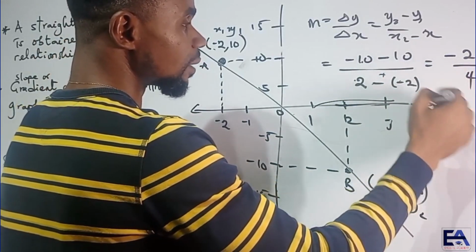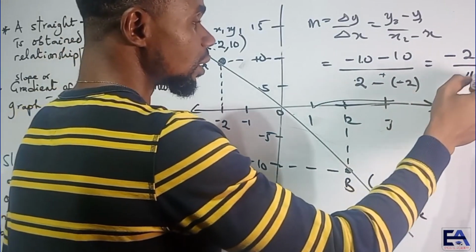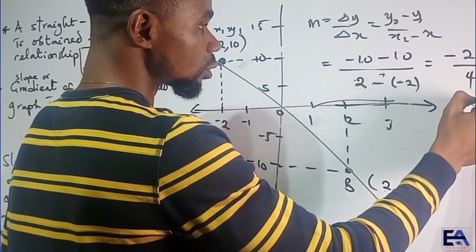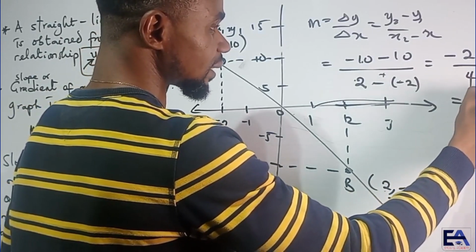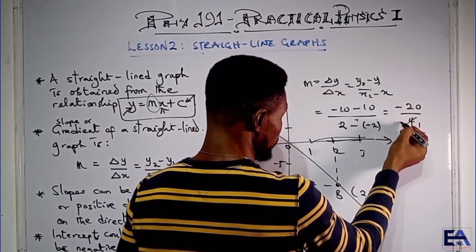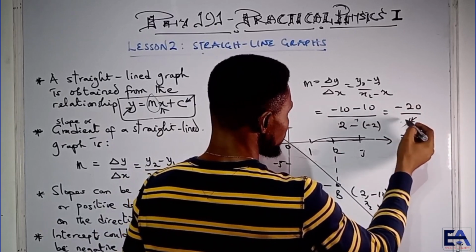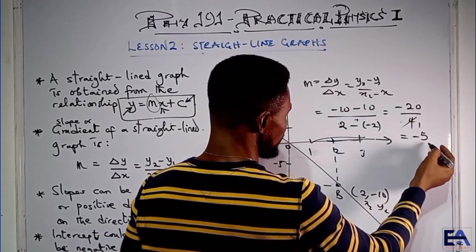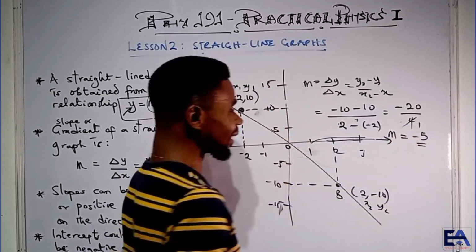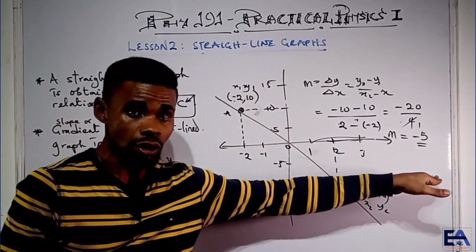So at the end of the day, the slope is going to be equal to what? The slope is going to be equal to 5. Okay, so that's negative 5, because 4 here, minus divided by positive, we give minus. So 20 divided by 4 is 5, which means the slope is negative 5. You see, m is equal to minus 5.